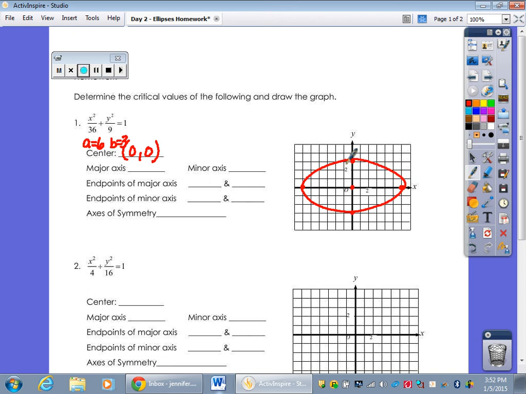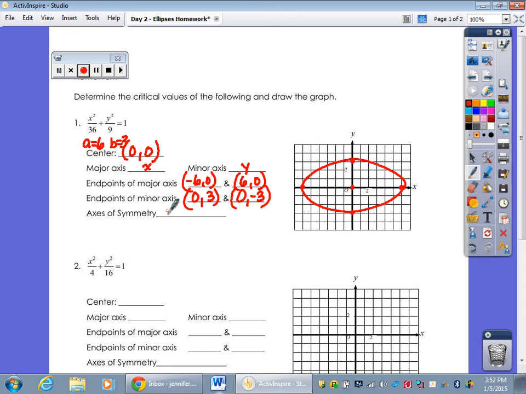Now, the major axis is going to be the x-axis and the minor axis is going to be the y. That is because the x had the bigger number underneath it. 36 was bigger, so that meant that it was 6 spaces to the right and left and 3 spaces up and down for our minor axis. So the endpoints of our major axis are going to be at -6, 0 and +6, 0. And our minor axis endpoints are going to be 0, 3 and 0, -3.